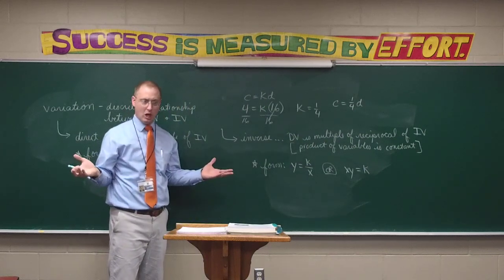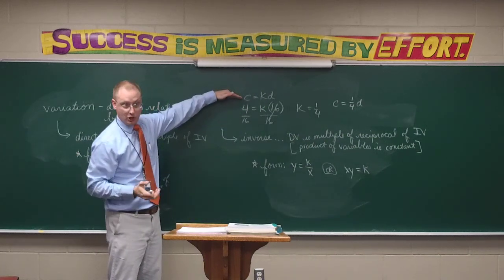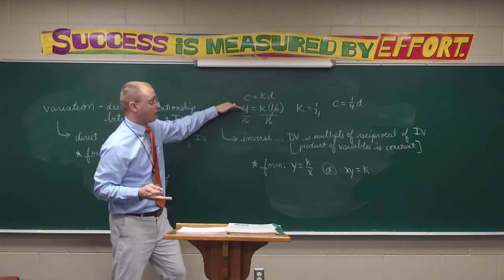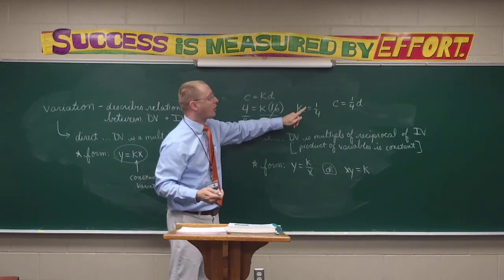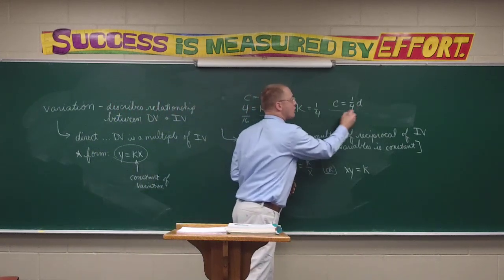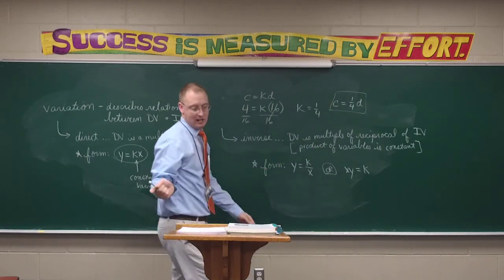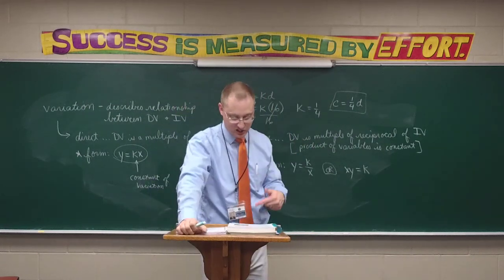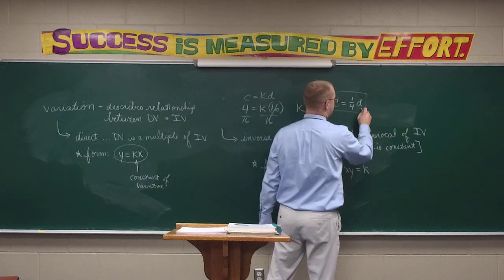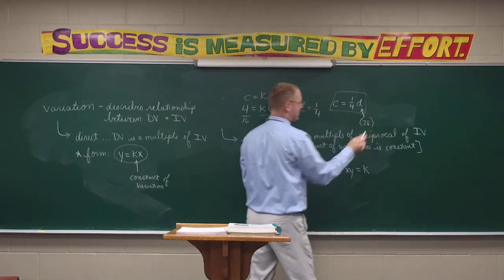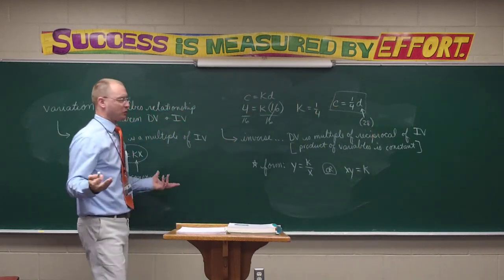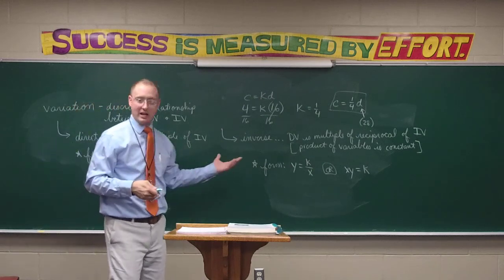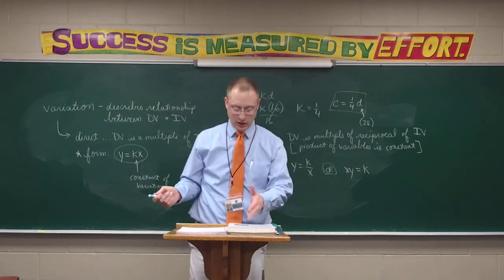Do you see that? So we start off with its direct relationship. It's this. They gave me more information, I know the k. If you know the k, now you know the true formula. But, finishing it out, it says, now find C if D is 28. Well, class, you can probably do this in your head. What is C if D is 28? 7, because a fourth of 28 is 7. Does that make sense?